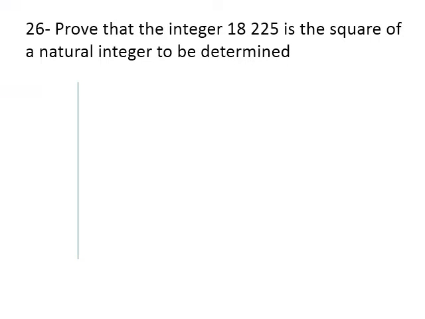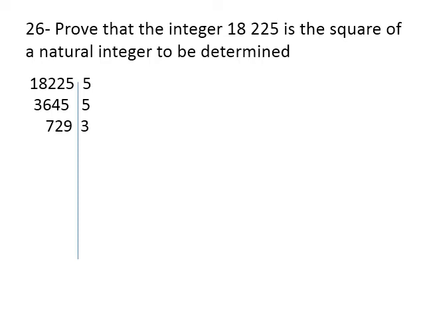Now let's move to exercise 26. It's required to prove that the integer 18,225 is the square of a natural integer to be determined. Okay, the question is we have to write this number as an integer all squared. Let's start by writing the prime factorization. 18,225 is divisible by 5 to get 3645. We know that any number that ends with 0 or 5 is divisible by 5.